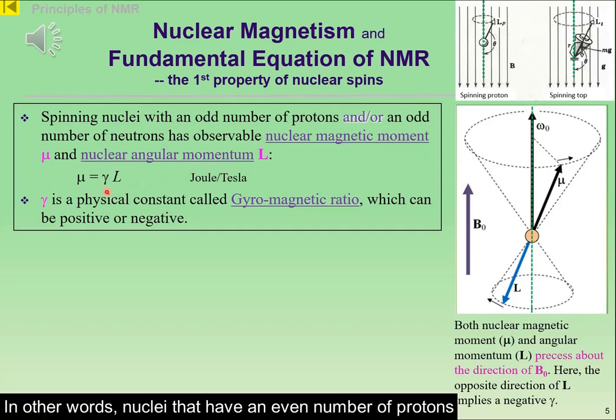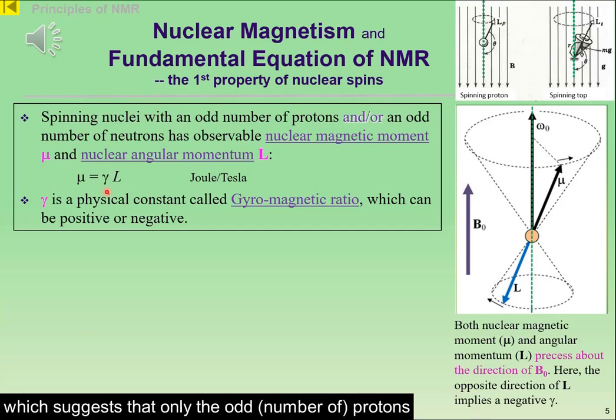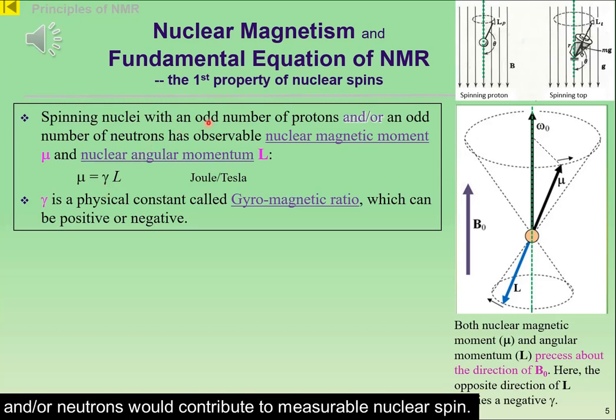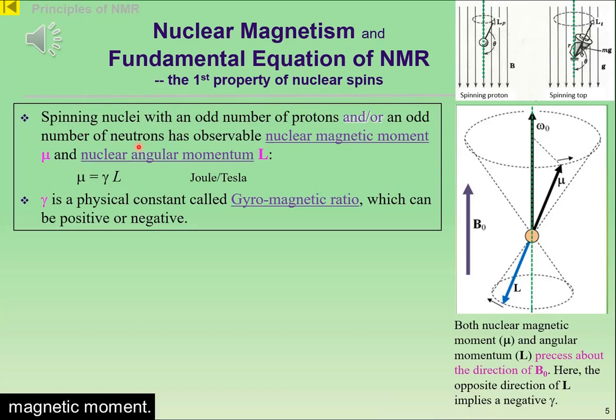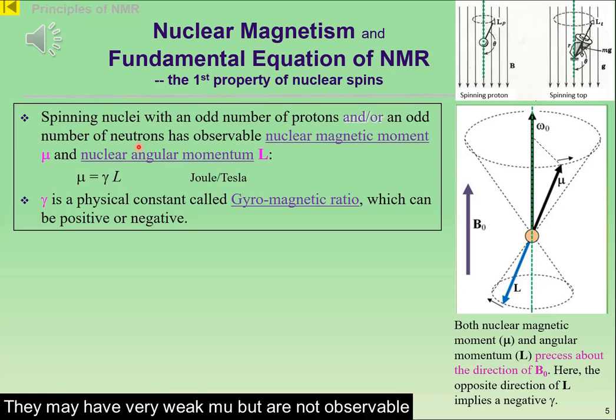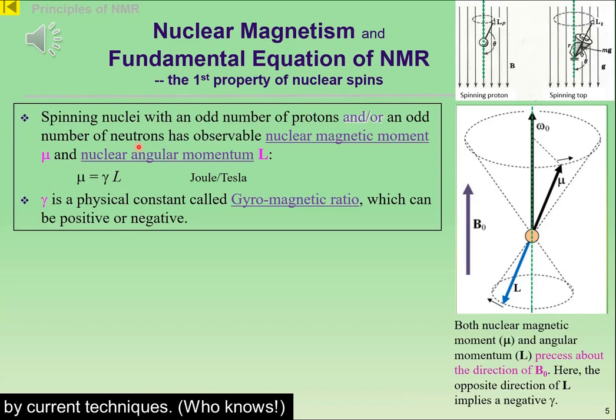In other words, nuclei that have an even number of protons and an even number of neutrons do not have observable spin, which suggests that only the odd number of protons and/or neutrons would contribute to measurable nuclear spin. The reason is simple: even numbers of magnetic moments in an atom tend to pair up and cancel each other's magnetic moment. They may have very weak μ but are not observable by current techniques.